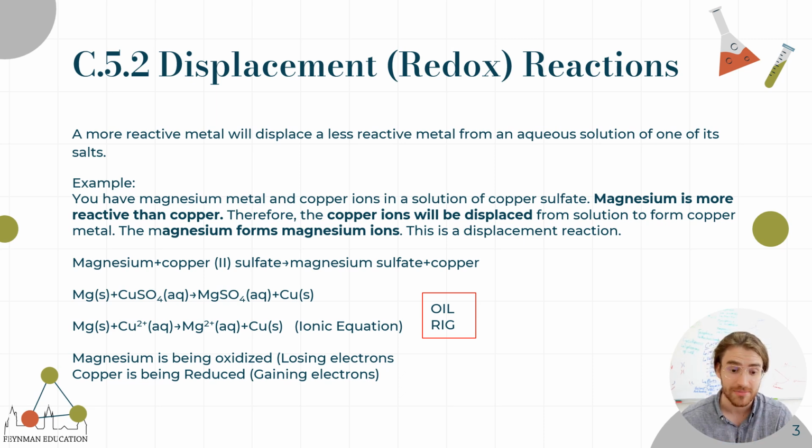And so the magnesium is going to be oxidized as it has lost electrons to become an ion to react with sulfate, while copper is being reduced. It has gained electrons so that it can be a pure element in a solid form. And remember the acronym OIL RIG: oxidation is loss, reduction is gain.